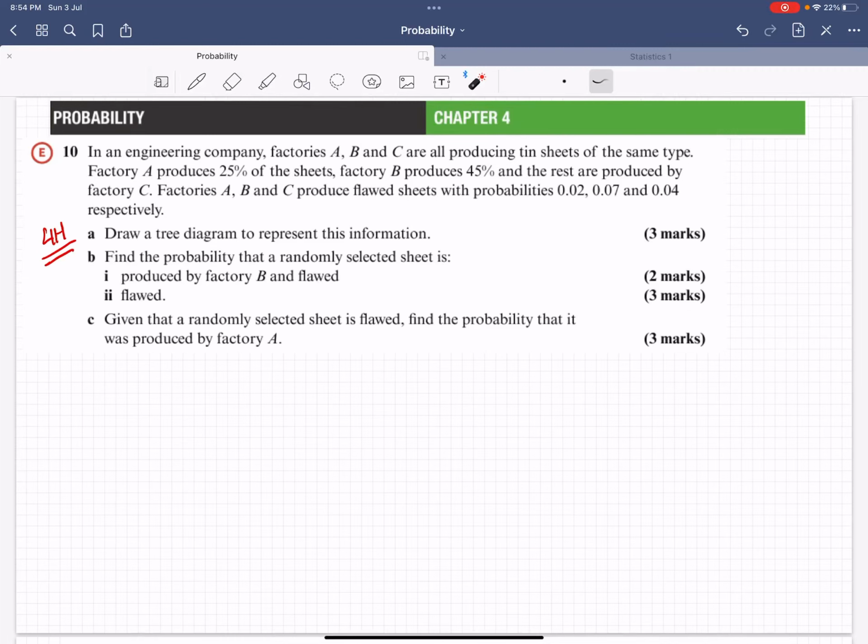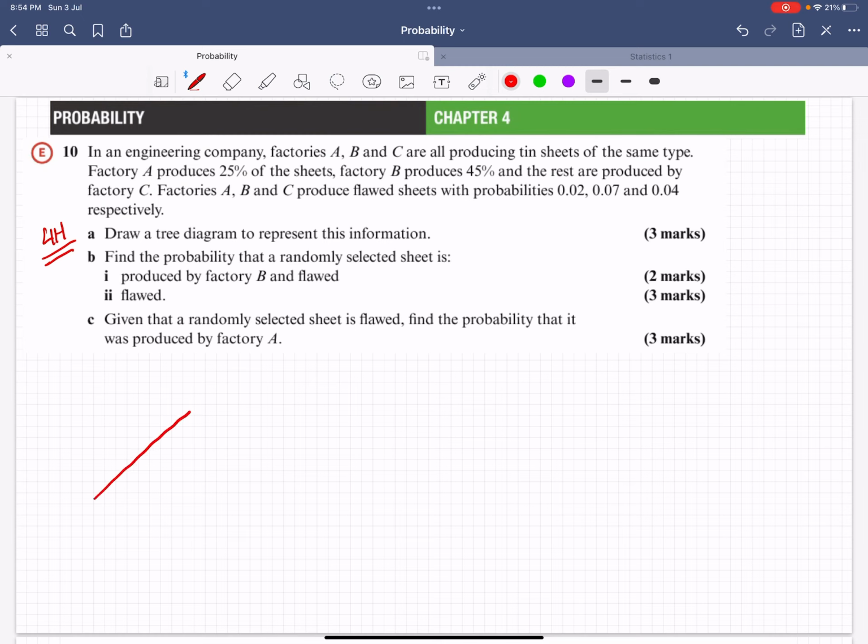Exercise 4H, question number 10. In an engineering company, factories A, B, and C are all producing tin sheets of the same type. Factory A produces 25% of the sheets, Factory B produces 45% of the sheets, and the rest are produced by Factory C. Since in part A we need to draw a tree diagram, let's begin by drawing a tree diagram for the probability of tin sheets produced by factories A, B, and C.